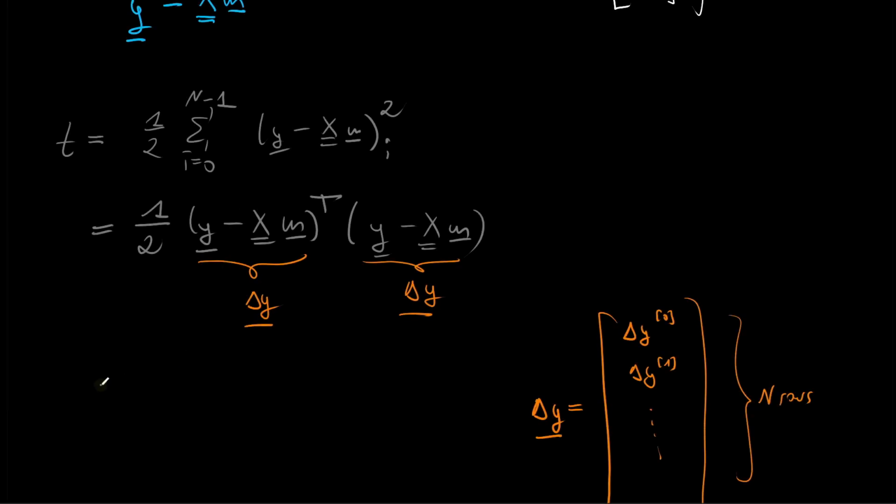And this one is going to be equal to 1/2 and then the opening for the norm. And inside we will have this delta y vector. So in other words, a y vector minus our data matrix x times the parameter vector m. And we will have the 2 norm, which is equivalent to this inner product squared.